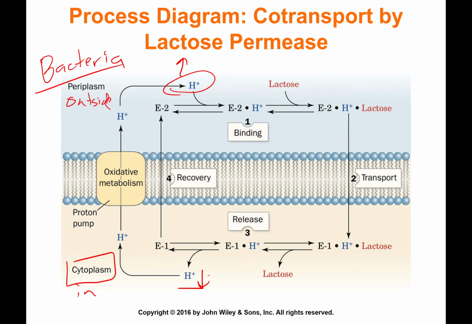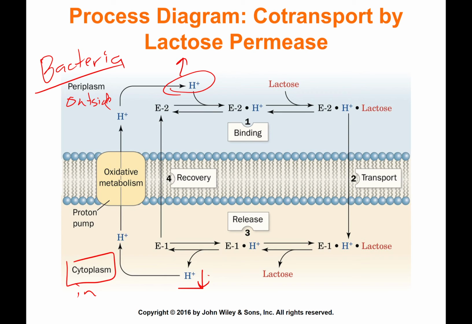All right, so what ends up happening here is that we have the protein where it's open to the outside of the cell, and it's capable of binding both the protons and the lactose. Right? Once both are bound, this triggers a conformational change again that's going to open the protein to the inside of the cell, where it can now release both of these across.